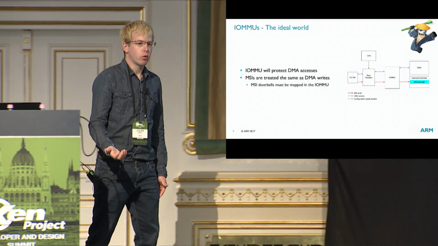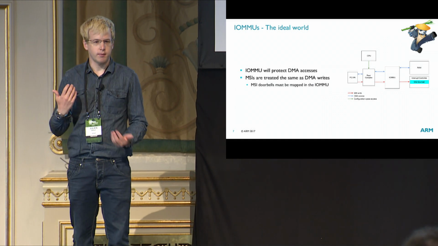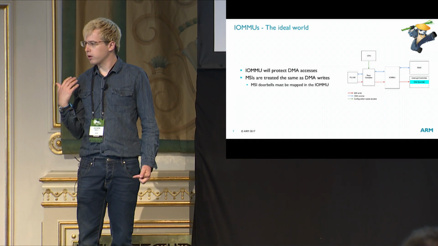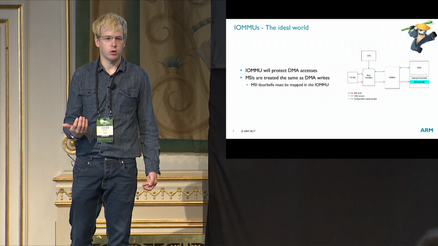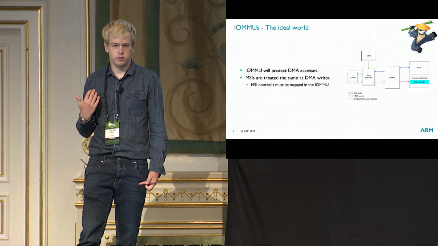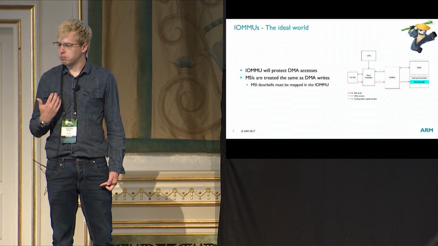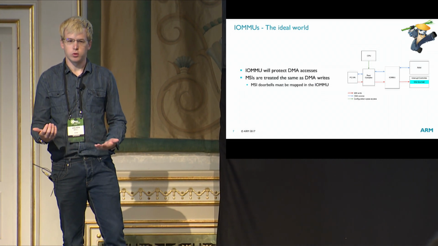In the ideal world, the IOMMU protects every memory access. So it protects DMA access to the memory regions, and it also protects MSI writes. On ARM, all the MSIs are usually treated as DMA writes. So this means that if you don't map the MSI doorbell in the IOMMU, it won't work.